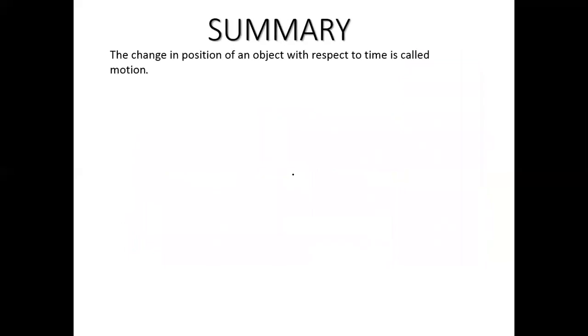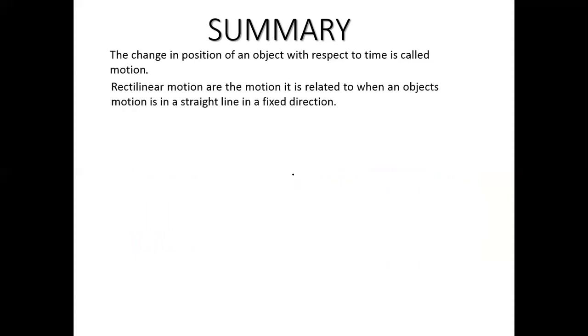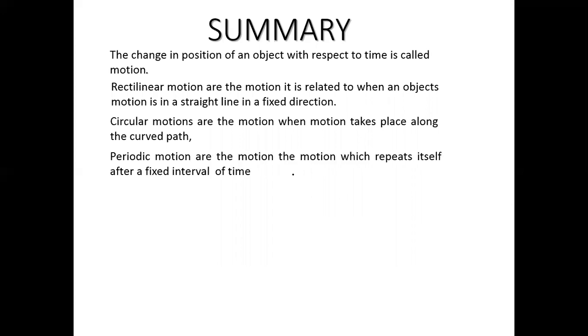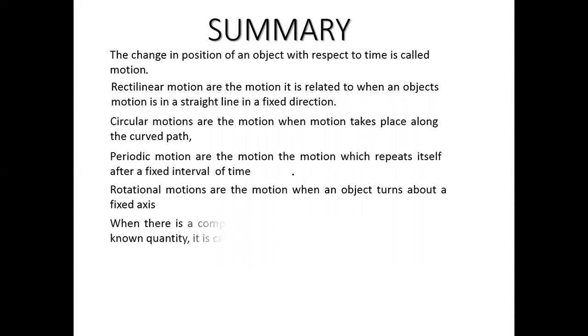Summary. The change in position of an object with respect to time is called motion. Rectilinear motion is when an object's motion is in a straight line in a fixed direction. Circular motion is when motion takes place along a curved path. Periodic motion is motion which repeats itself after a fixed interval of time. Rotational motion is when an object turns about a fixed axis.